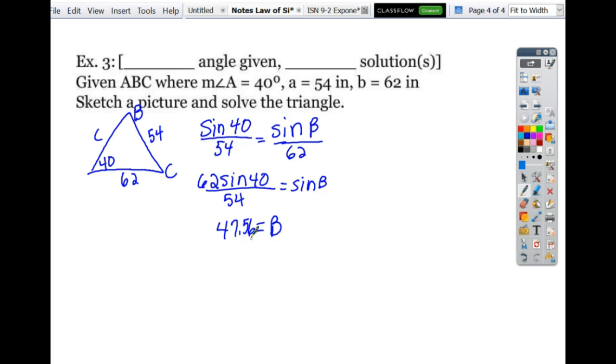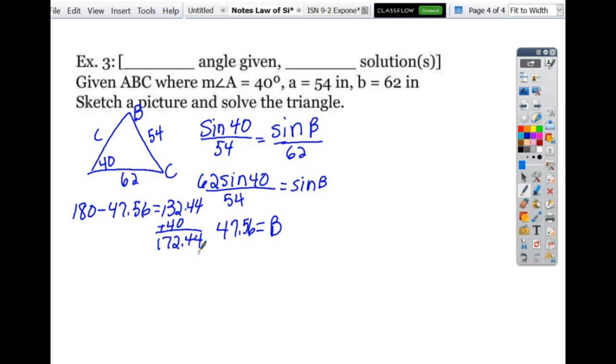All right, so once I have B, I have to test if there's 2 triangles. That's the first thing I have to do. So I'm going to take 180 minus 47.56, and then I'm going to add the 40 back in. This is less than 180, so I get two triangles.